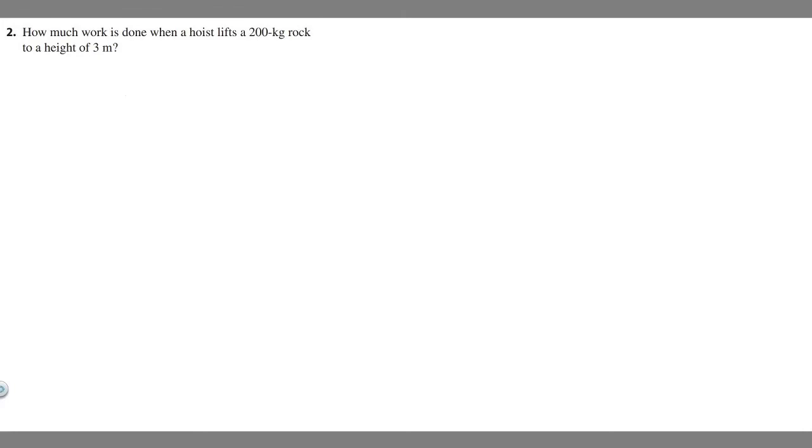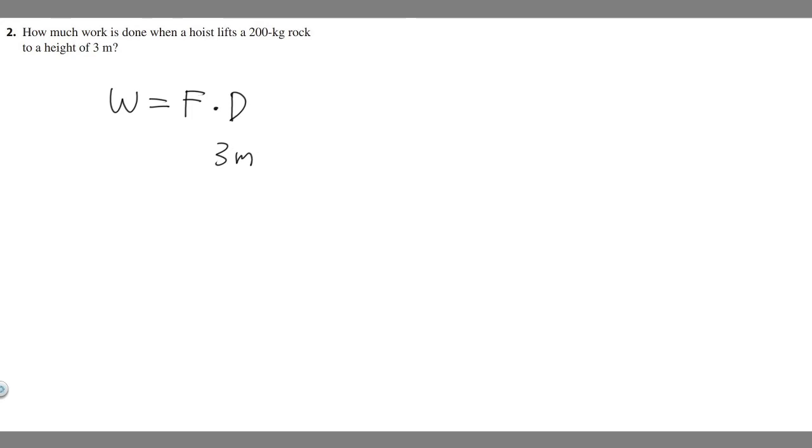In this problem, we're asked how much work is done when a hoist lifts a 200 kg rock to a height of 3 meters. So you need to know the formula for work: work equals force times distance. And if you look here, we're given a height of 3 meters, so we know the distance already. Make sure your distance is in meters. In this case, it is.